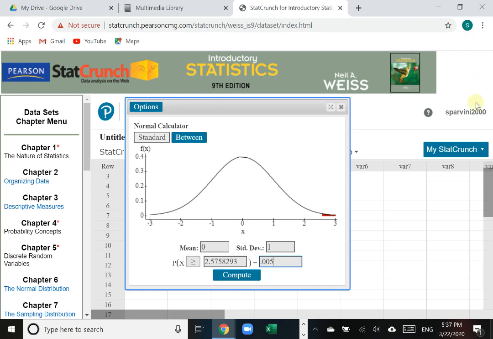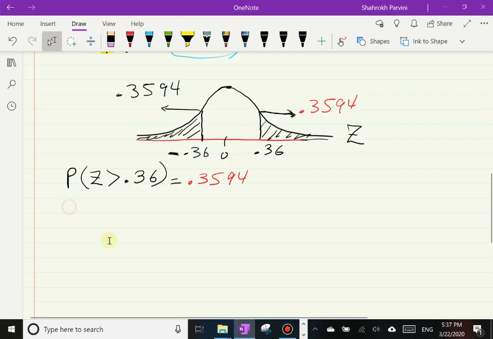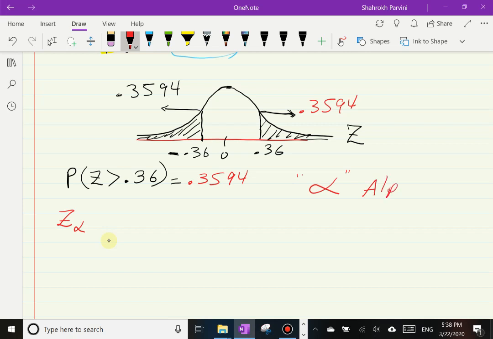We're not going to use StatCrunch in this section anymore. I'm going to go back to my OneNote, and we're just going to write these down now. So here's what we got. First, the z sub alpha notation. This is a z sub alpha. Remember, alpha is a Greek letter. There you go. And this is what alpha is. Okay. So z sub alpha means this.